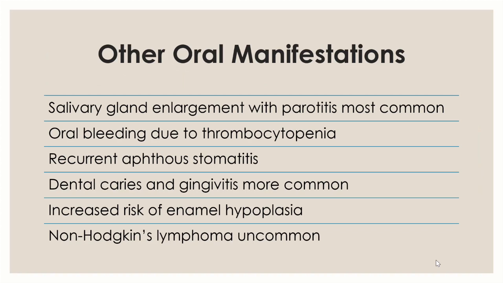Salivary gland enlargement with parotitis is most common and occurs more frequently in pediatric than adult patients. It can be unilateral or bilateral and results in xerostomia and pain. Reduced salivary flow may also lead to pseudomembranous candidiasis and dental caries. Patients are also at high risk of oral bleeding because of thrombocytopenia. Recurrent aphthous stomatitis is very common in children. Also, dental caries and gingivitis are common.